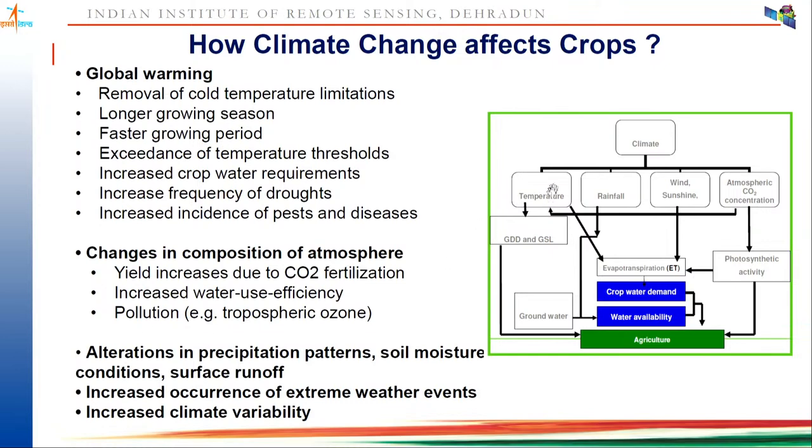So that is all temperature effect. Rise in evapotranspiration, more crop water requirement will also be there. So there will be more drought, because if water requirement is not met, there will be a drought.